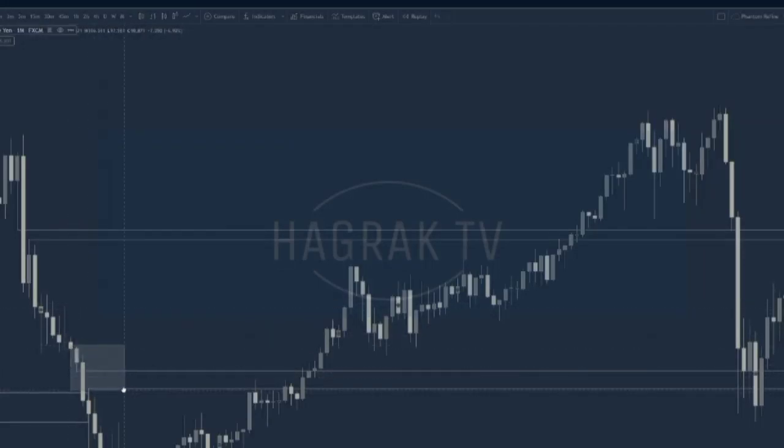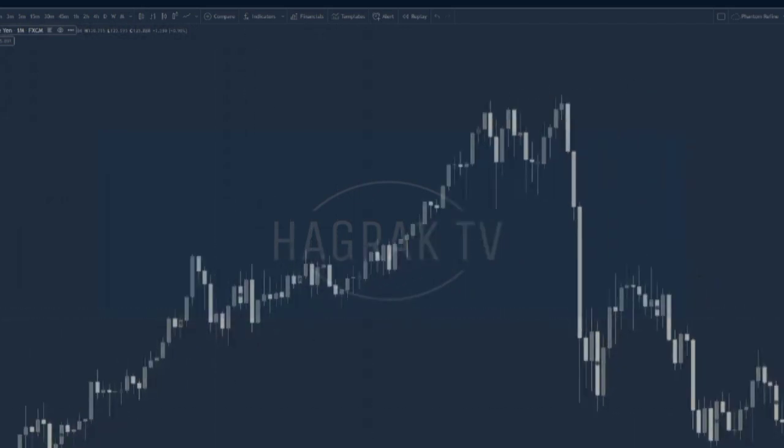I'll just get rid of that to clean up the chart here. I'll just keep looking through price. We can see again, we create inefficiency here as price moves to the upside. Price then spikes down, fills the inefficiency, and then continues back up.